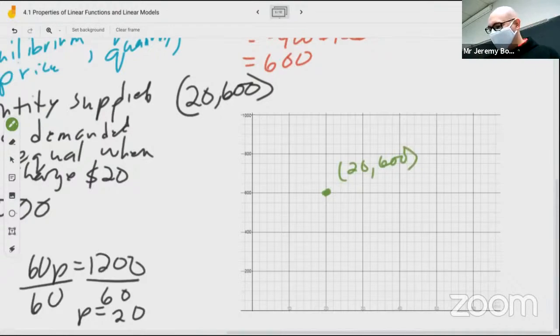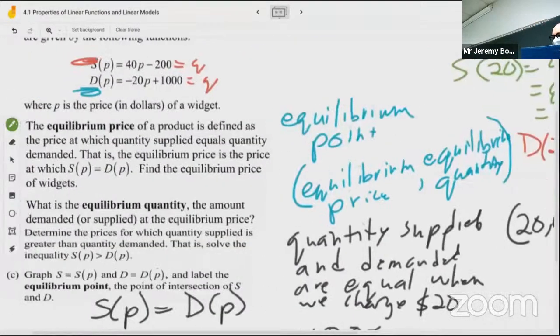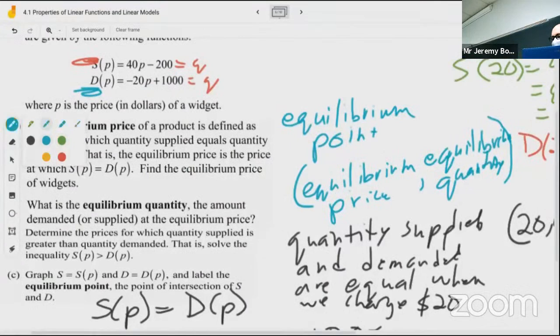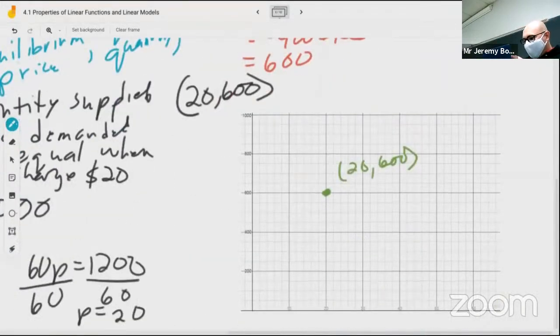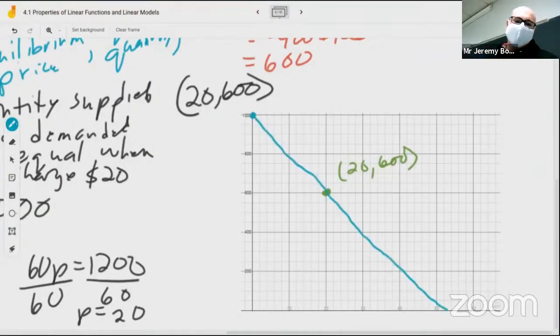Next, let's try to graph the demand function. Well, the demand function's y-intercept is 1,000, or Q-intercept, right? Its zero value is 1,000. You put a 0 for P, you get 1,000 for Q. And so we know we're going to have a point up here for our demand. And so if we draw a line between those two, we get something like that. That's our demand function. I'll label it.